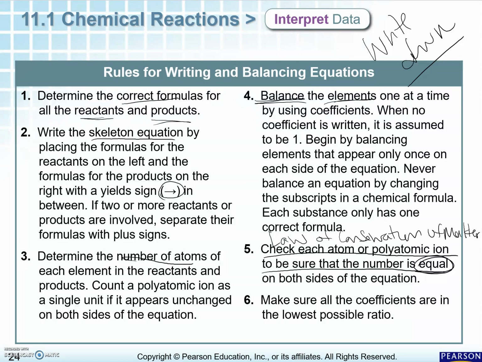Last step is to make sure that all of our coefficients are in the lowest possible ratio. So sometimes we accidentally make everything twice as much as we actually need. So if you can't reduce it, then you are all set to go.